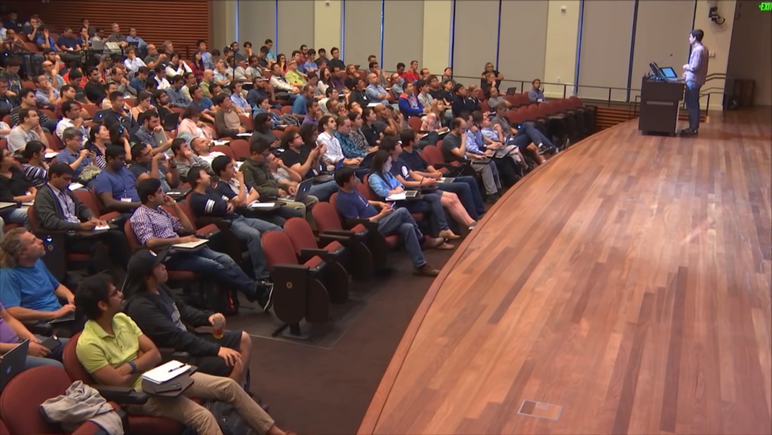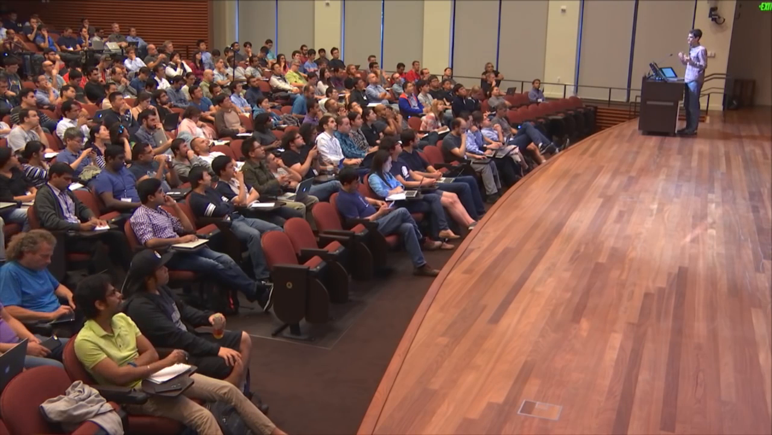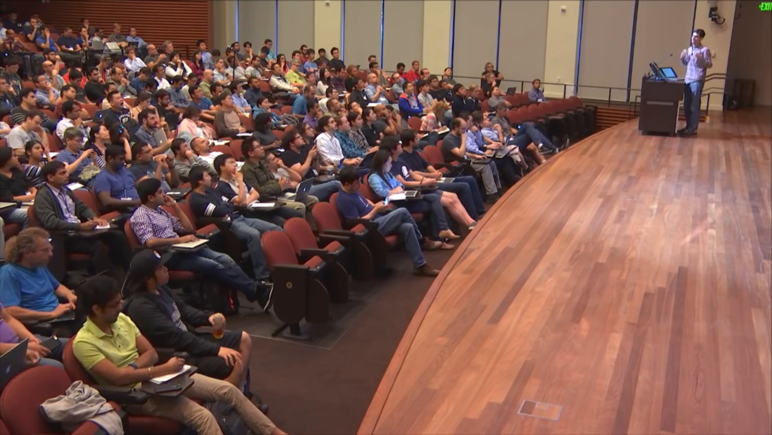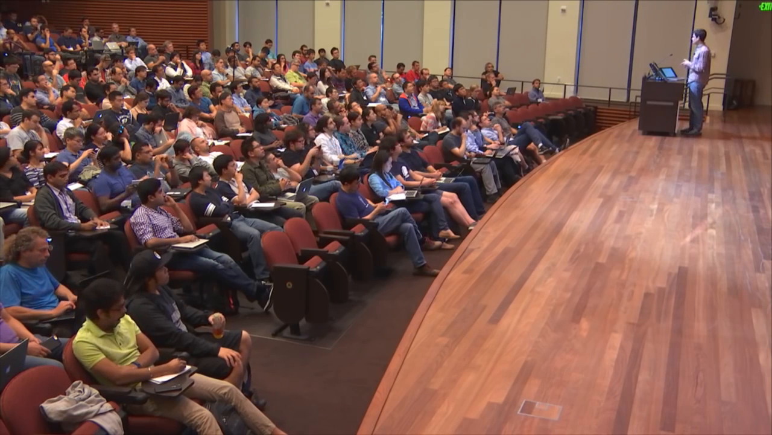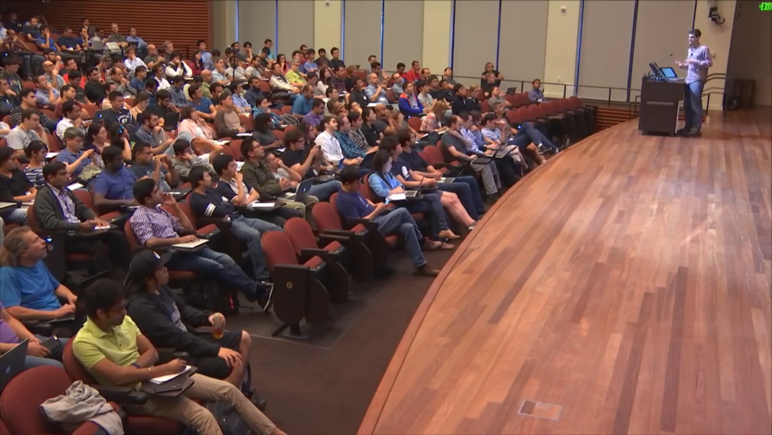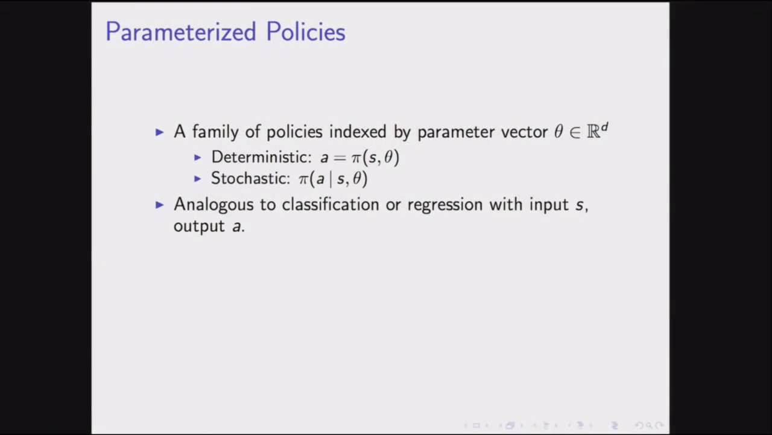And if you're wondering, concretely, what would a policy look like? I mean, how do you use a neural network to represent your policy? It's actually you do exactly the same thing you would do if this were a classification or a regression problem. So S, the state here, is your input, and the action is your output.